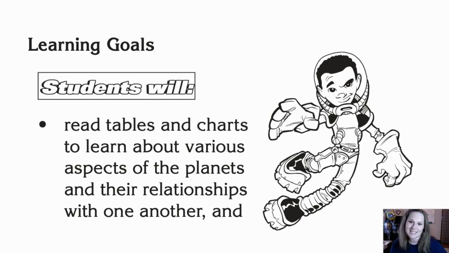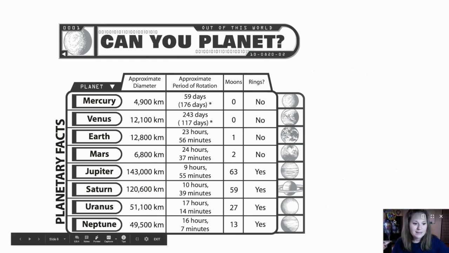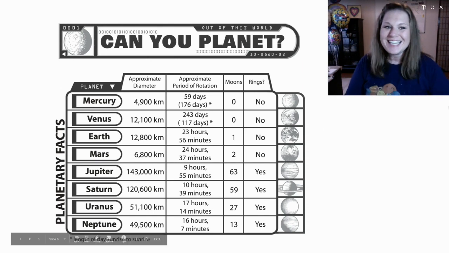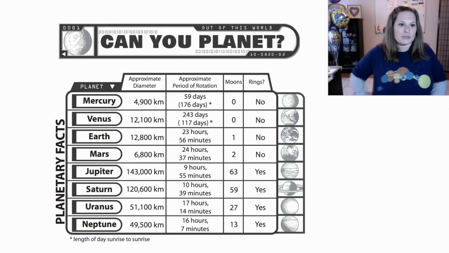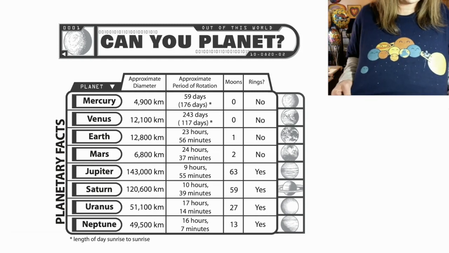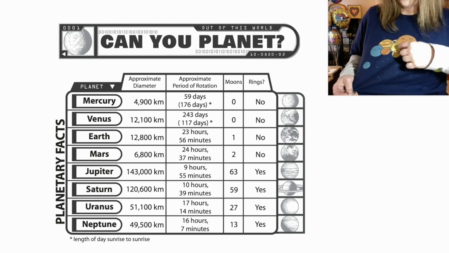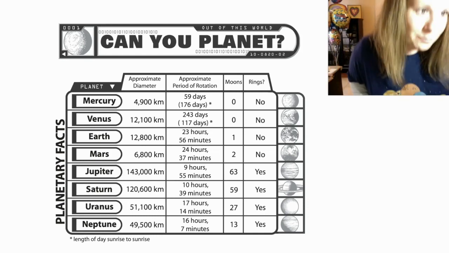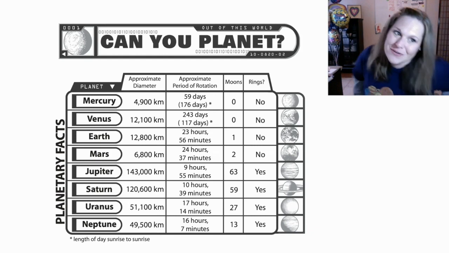So let's go ahead and check this out. We have our Can You Planet chart. And I'm going to make myself a little bit bigger. You have to see my shirt, by the way, before I start. Can you tell what it is? It's the sun, and then the one, two, three, four, five, six, seven, 8 planets. And look who's left out. Poor Pluto. Sorry, I had to show you before we get started.